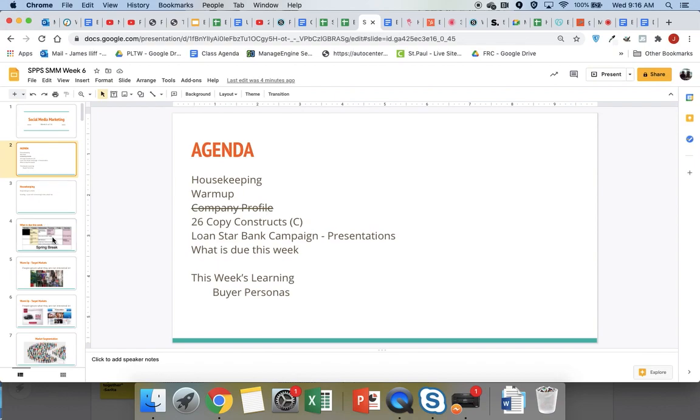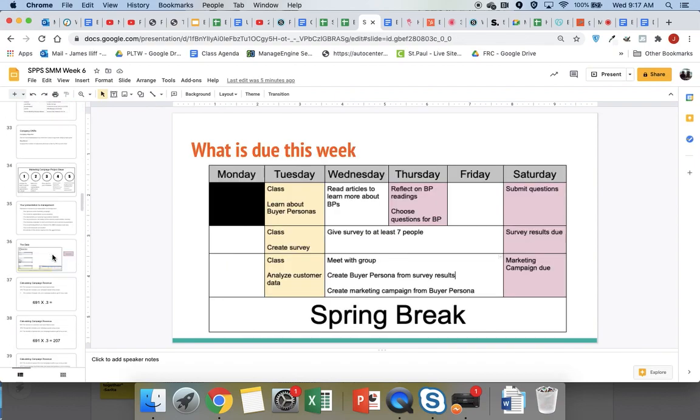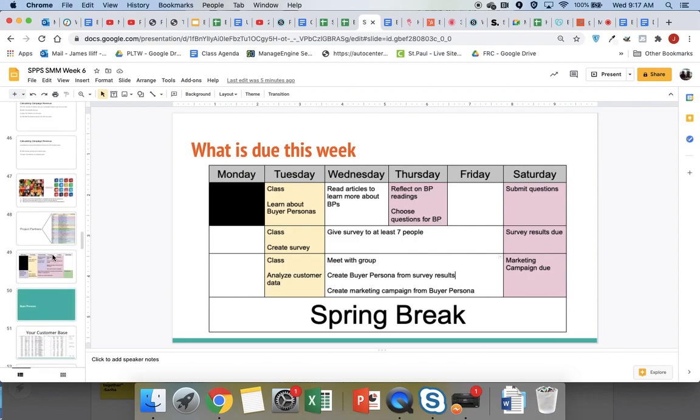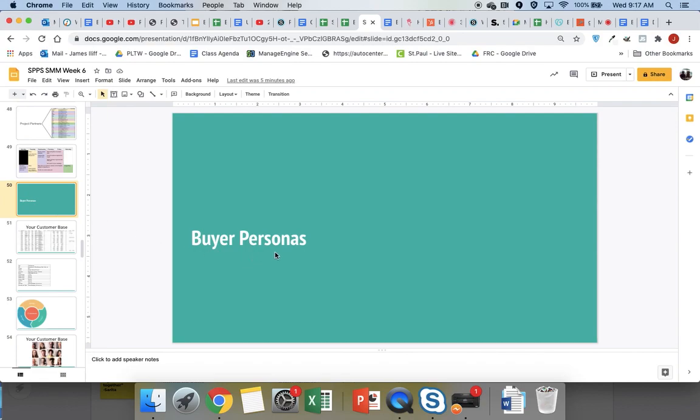So let's jump down. I'll give you a quick tutorial of buyer personas, and then we'll talk about specifically what that means for you and your project. Okay, so buyer personas. This is a technique in marketing that marketers use out in the real world all the time. Big companies, small companies, marketing agencies, etc. So let's dig into what they are.